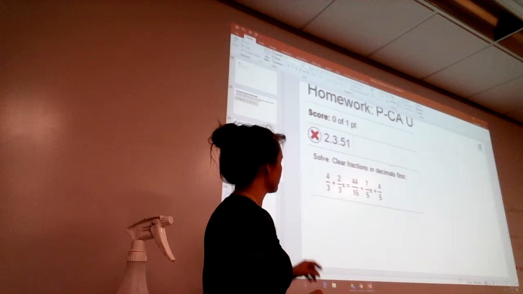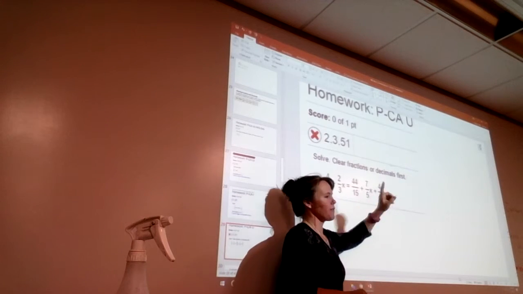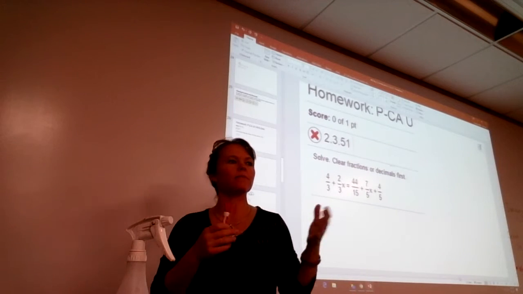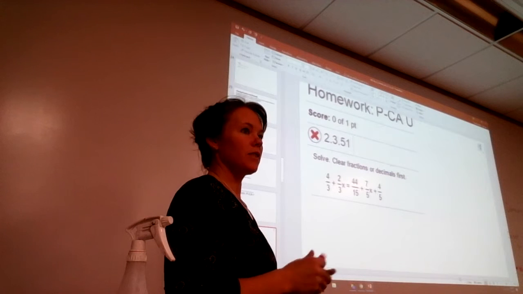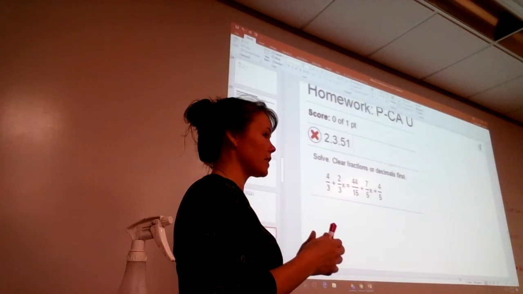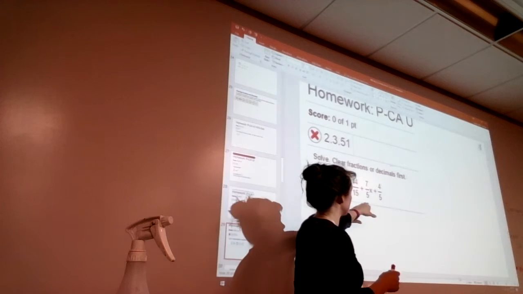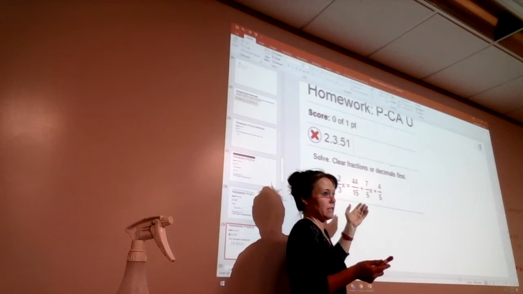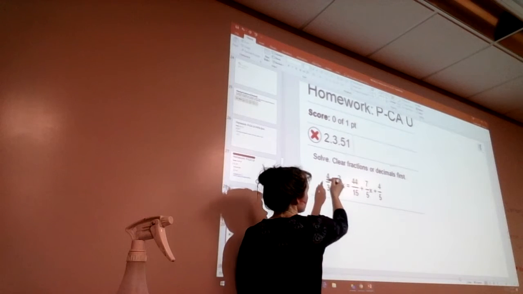That's what I would recommend. So we've got 3s, 15s, and 5s. What's going to be the best 15? Because 3 and 5 is already 15. 3 times 5 would be 15. 15 is already 15. So I would, every single term in here.